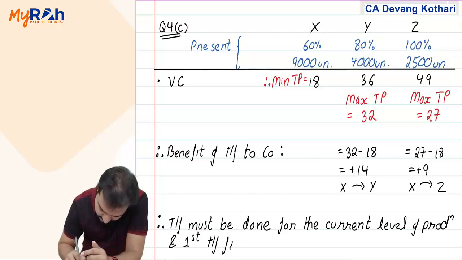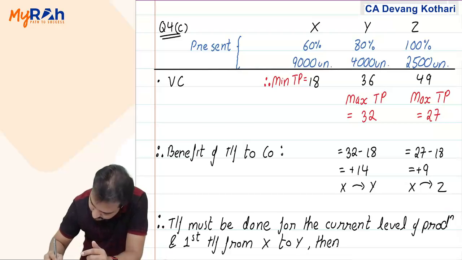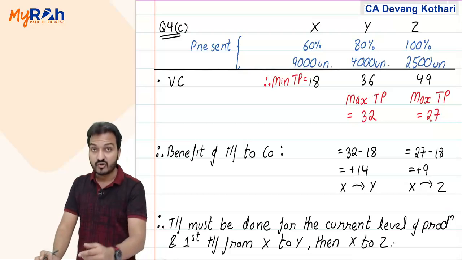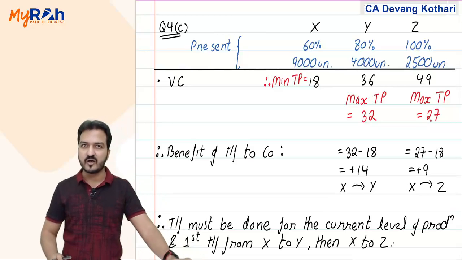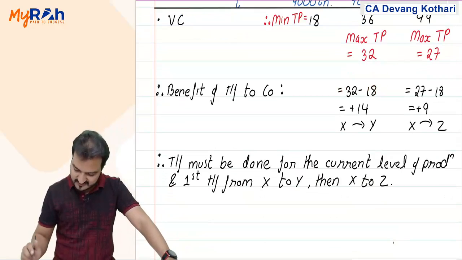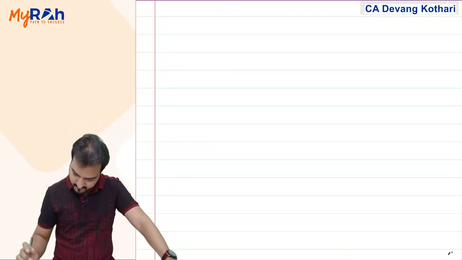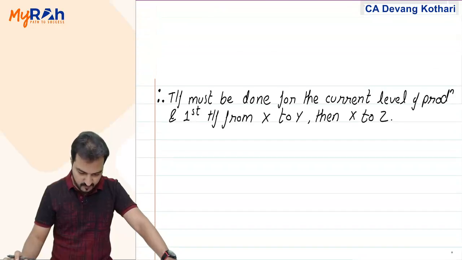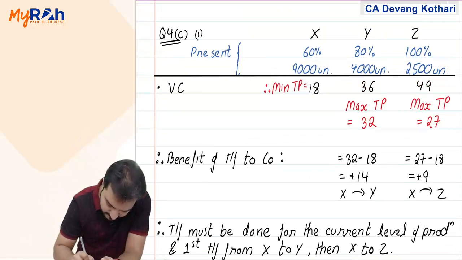First you transfer from X to Y. Then if any production remains, you transfer from X to Z, because transferring from X to Y appears to have more net benefit to the company. Done? Yes. So this is my first analysis. Further, this is my first set of discussion. I'll just name that as 1.